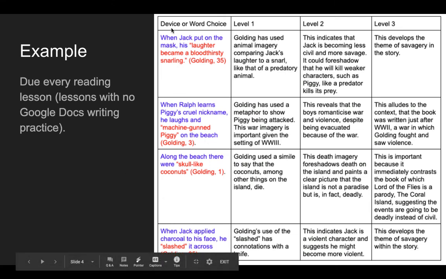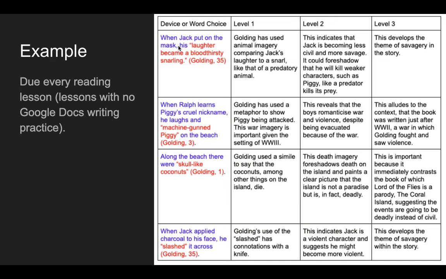So down here, the device or word choice, you'll put in the evidence. I like you to embed the evidence because it's good practice. So I've put, when Jack put on his mask, his laughter became a bloodthirsty snarling. Then you do your level 1. So Golding has used animal imagery comparing Jack's laughter to a snarl, like that of a predatory animal. But when Ralph learns Piggy's cruel nickname, he laughs and machine gun Piggy on the beach. Golding has used a metaphor to show Piggy being attacked. This war imagery is important given the setting of World War III.